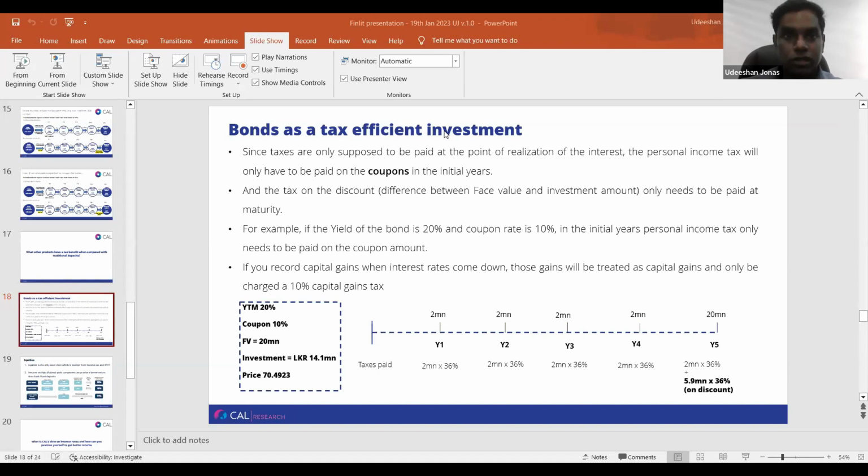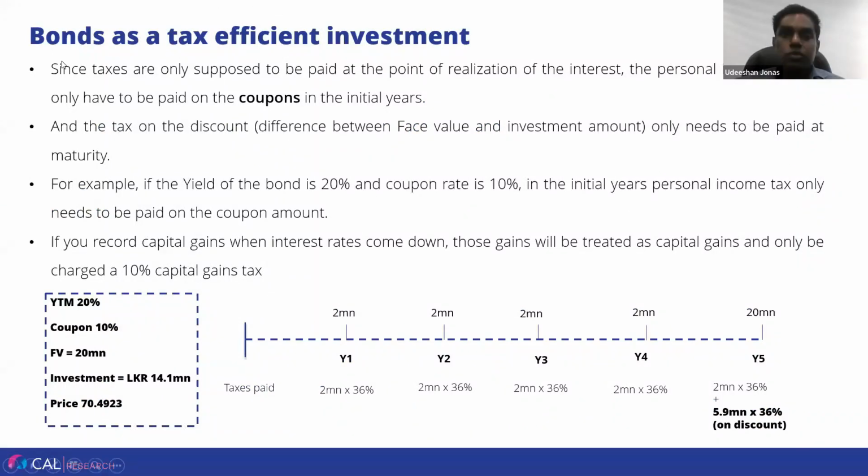Hello. Okay. So I was explaining taxes in terms of treasury bonds. As I mentioned, you only have to pay taxes on the coupon rate, right? And not on the yield to maturity, right?